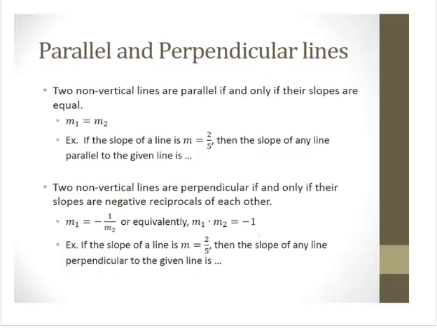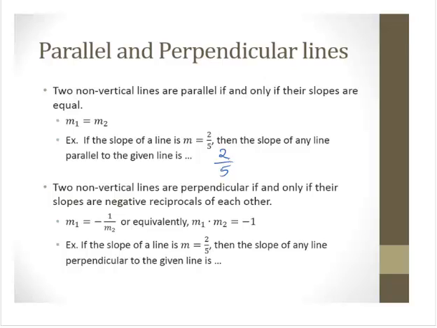All right, another special case, parallel and perpendicular lines. We say that two non-vertical lines are parallel if and only if their slopes are equal. And so then the slopes of the two lines would be the same. m1 and m2 would be equal. So for example, if the slope of a line is 2/5, then the slope of any line parallel to the given line is also 2/5.